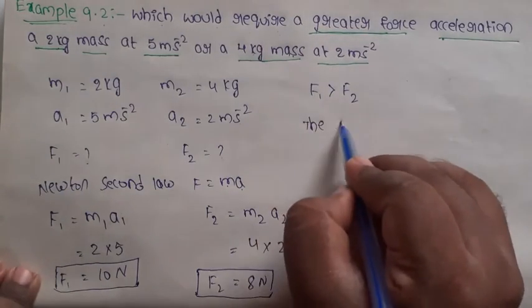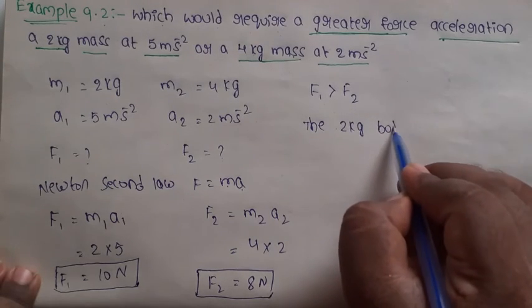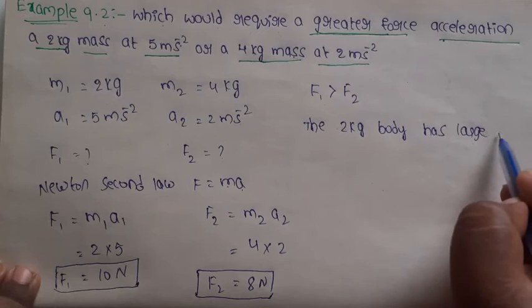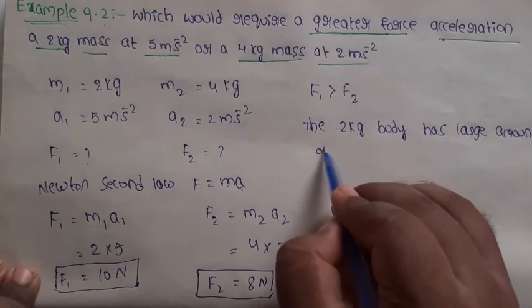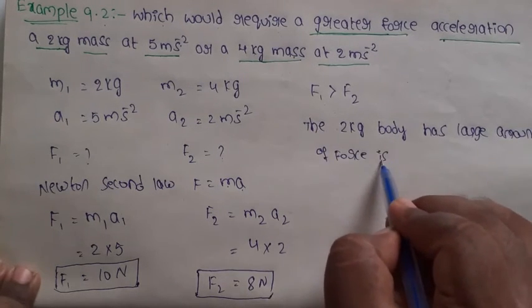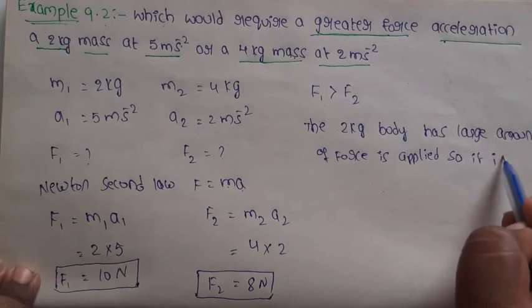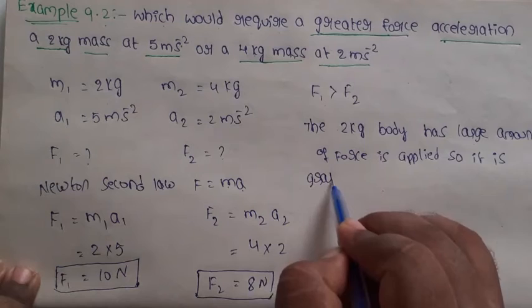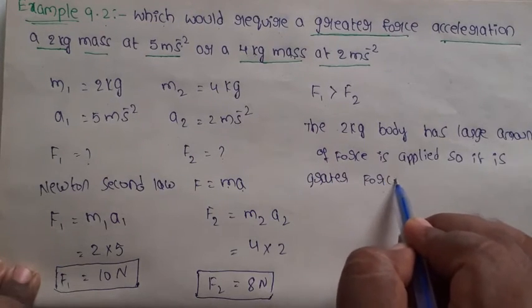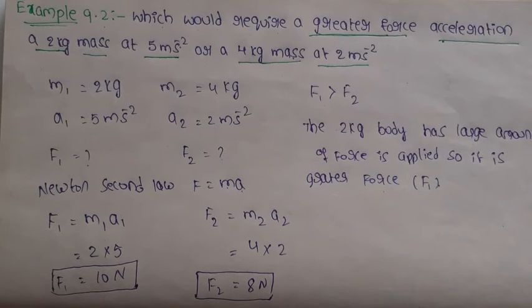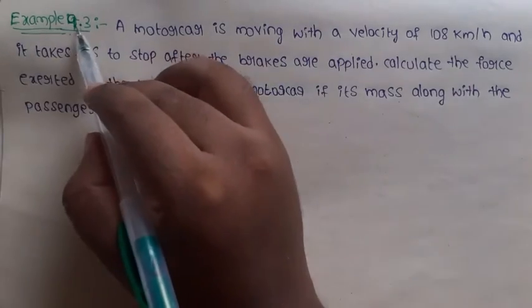So the 2 kg body has a large amount of force applied, so it is the greater force F1. So F1 is the greater force acting on the first object. This is the answer. Next, example 9.3.